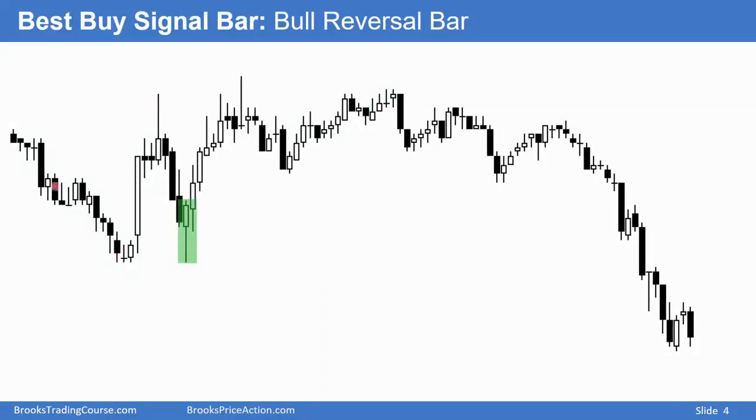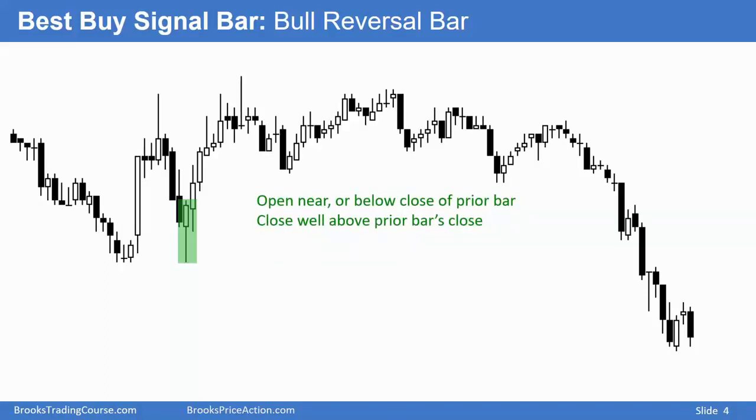And here we have a bear trend, a very strong breakout above the bear channel, a very deep pullback to a slightly higher low. You can call it a double bottom. You can call it a higher low, major trend reversal. And you have a very strong bull reversal bar. It's a bull body. It's a big bull body. It closes well above its midpoint. It closes near its high. Those are all things that increase the probability of a profitable trade.